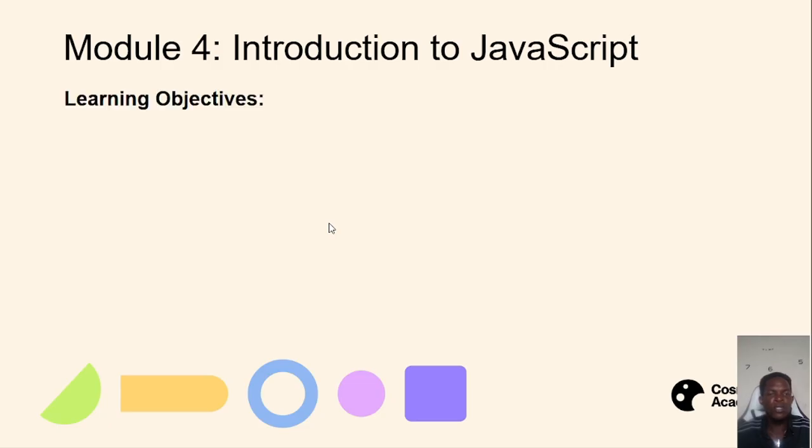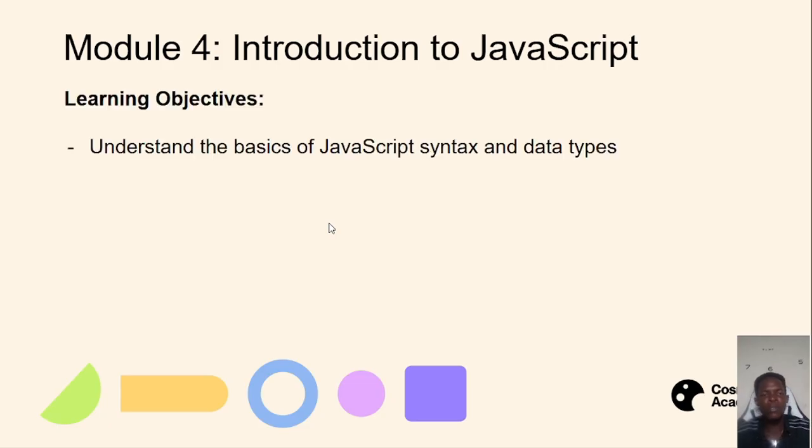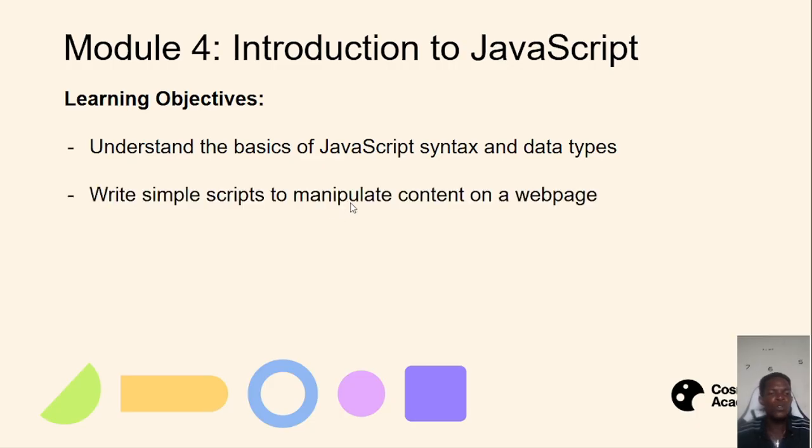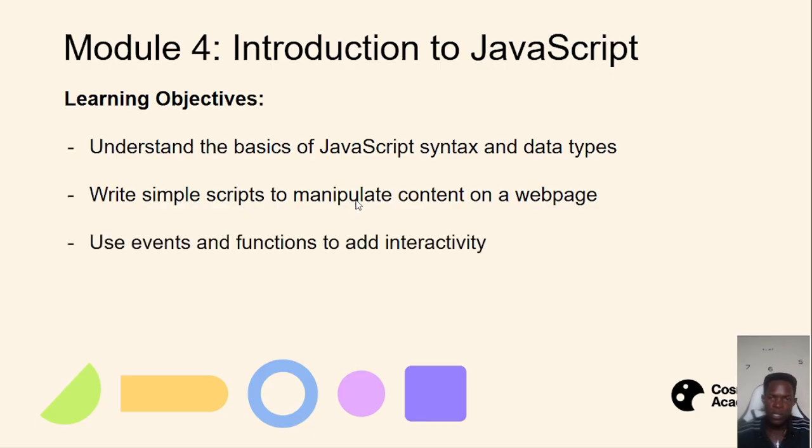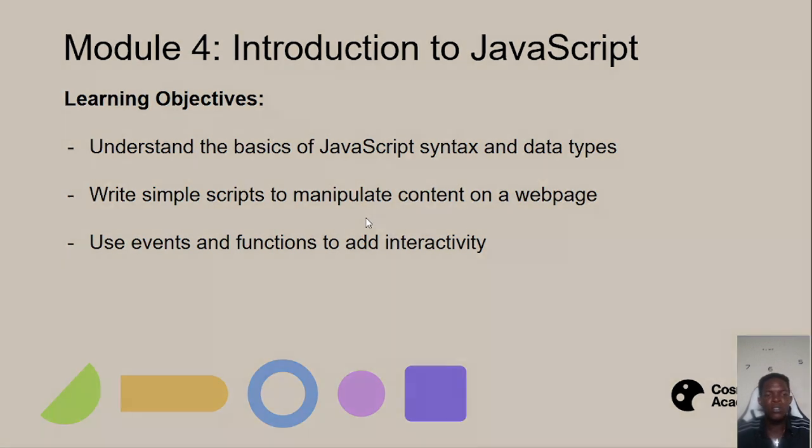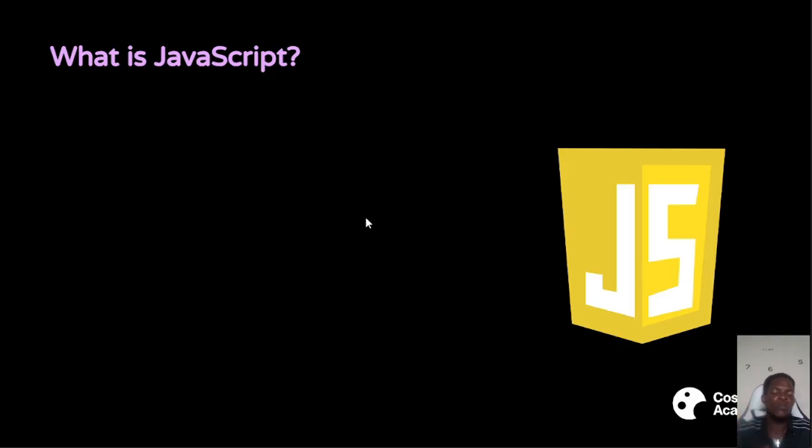our learning objectives are, one, to understand the basics of JavaScript syntax and data types. We also will learn how to write simple scripts to manipulate the content of a web page and use events. We will learn how to use events and functions to add interactivity. So with this in mind, let us dive right into our main course of the day.